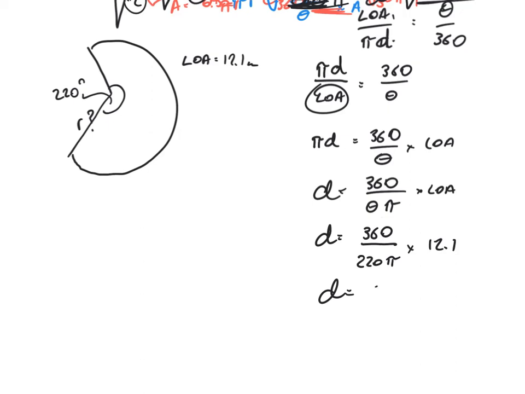Okay, to one decimal place, that will give me 6.3 centimetres. I can then get the radius by dividing the diameter by 2, and that will give me 3.2 centimetres to one decimal place.